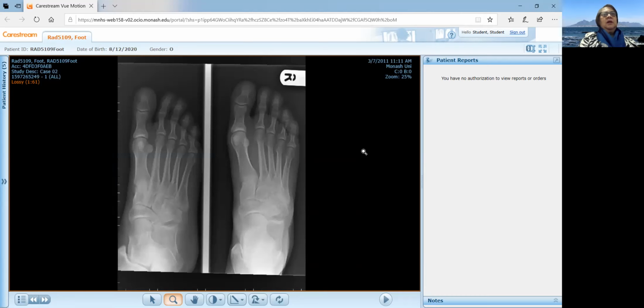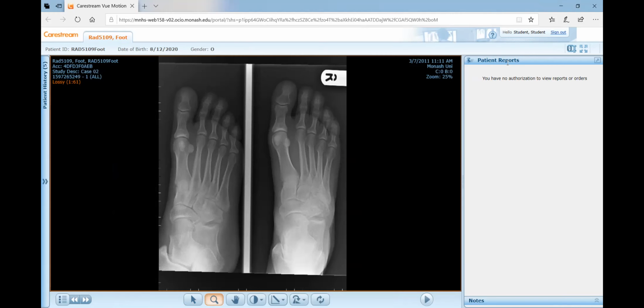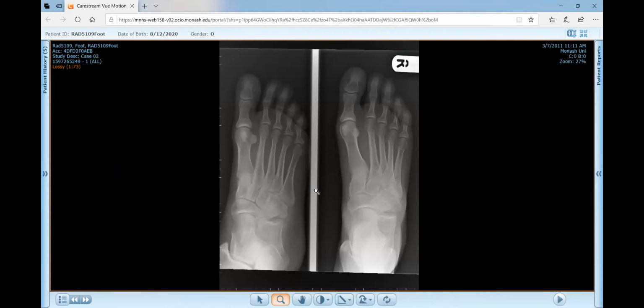And then for case 2, get the big screen here. Okay, case 2 is a patient who had pain and swelling of the right foot, and it was over the cuboid after an injury. Okay, and I just wanted to put a bit of windowing.